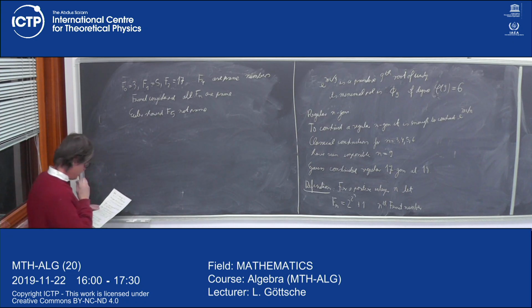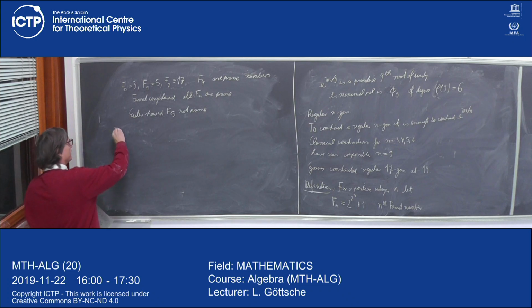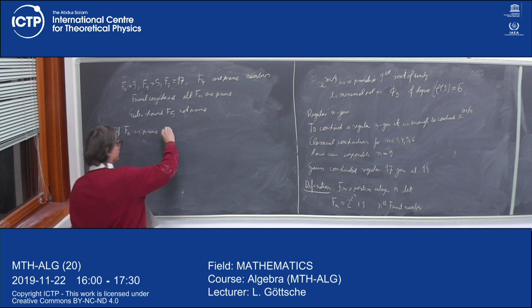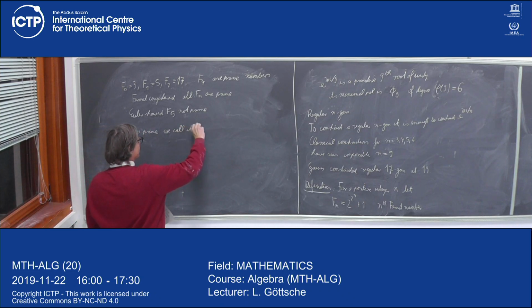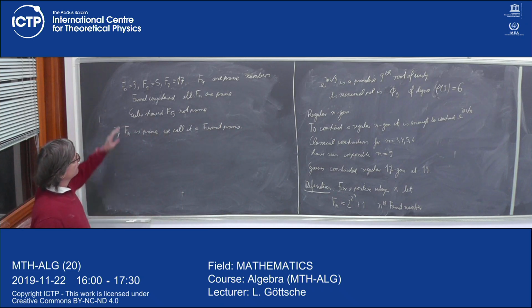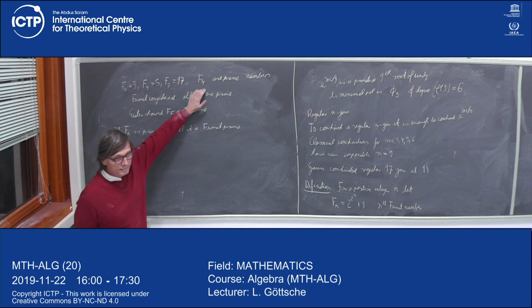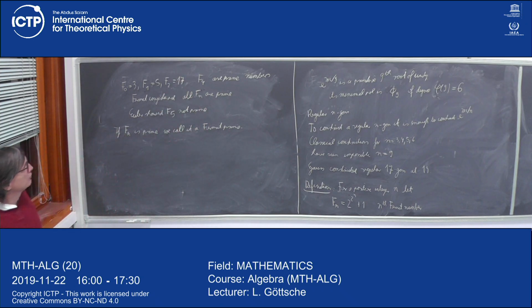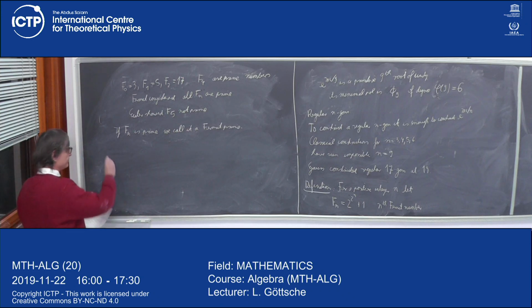Okay. So now for us, if F_n is prime, we call it a Fermat prime. As I said, we do not know whether there are more Fermat primes than these 5, but for all we know, there could still be infinitely many. They just could be very, very far away. And this plays a role for us because of the following.